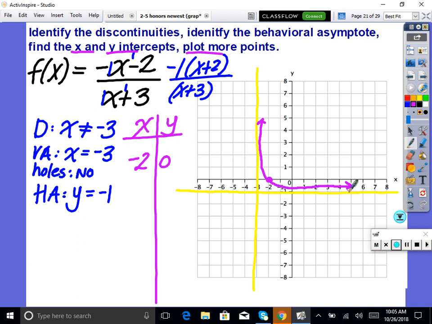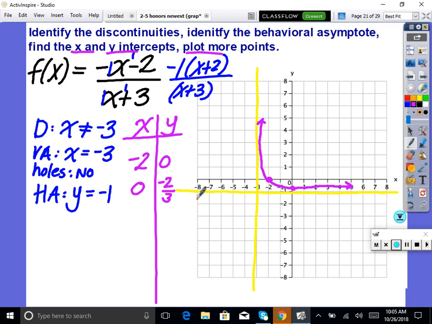Well, what if you didn't know? Start plugging in some more values. And I did this last time too. My y-intercept is a value I should find. So y-intercepts are when x equals 0. So if I plug in 0, I'll have -2/3. So over 0, -2/3. Boom. So there's 2 points. We know what's happening here.